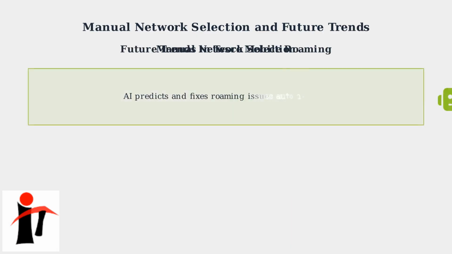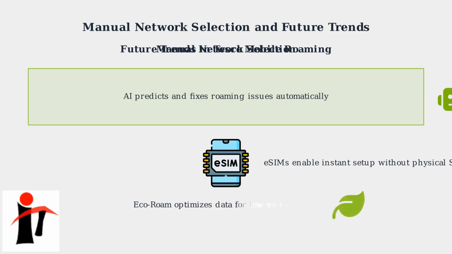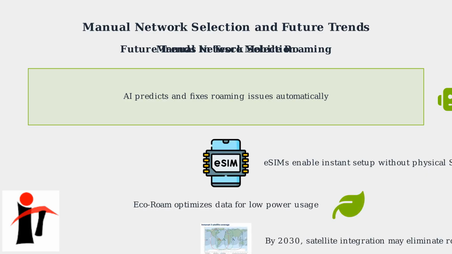Looking ahead, mobile roaming is evolving. Tesco Mobile is increasingly using AI to predict and fix roaming issues automatically. eSIMs, which allow instant setup without physical SIM cards, are becoming more popular. Tesco offers eSIM plans with bundled roaming data. Also, Tesco's EcoRoam feature optimizes data for low-power usage, which is appealing to eco-conscious travelers.